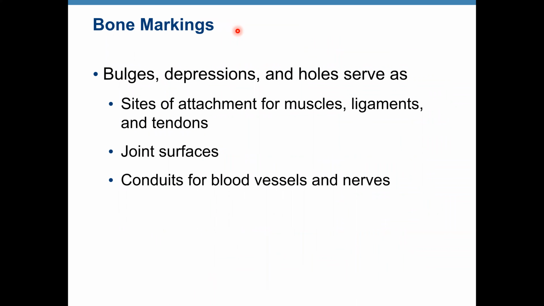Bone markings. We have lots of bulges, depressions, holes, and they serve as sites of attachment for muscles, ligaments, and tendons. Also for joint surfaces, and contribute to passages for blood vessels and nerves. So all these bone markings, they have their purpose and their function. Let's say if you're talking about different foramina, this is where blood vessels pass through. If we're talking about, let's say, tuberosities, this is where muscles are attached, and so on.